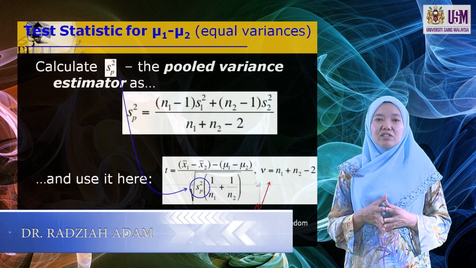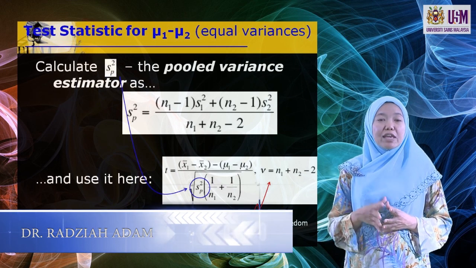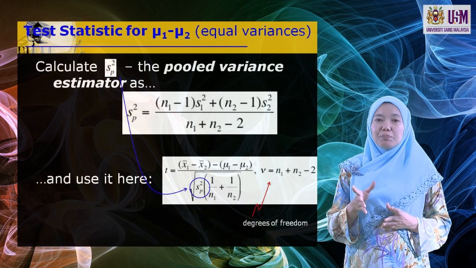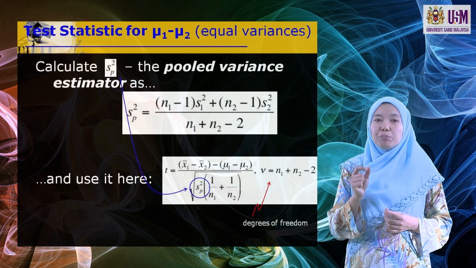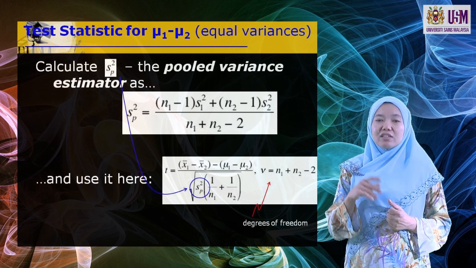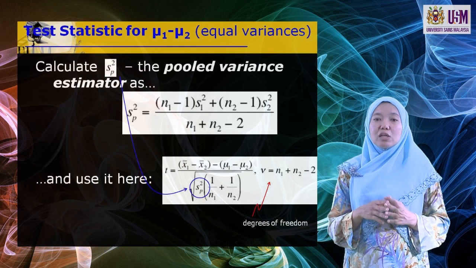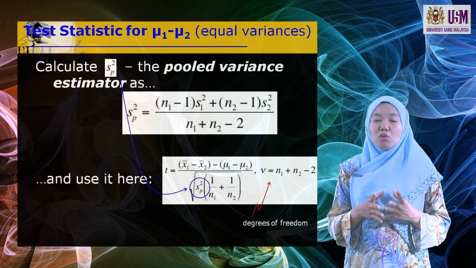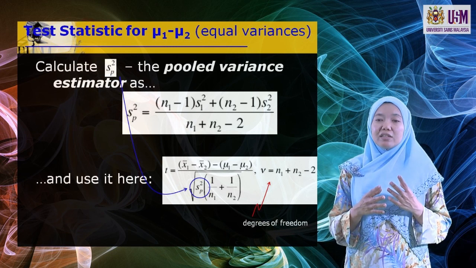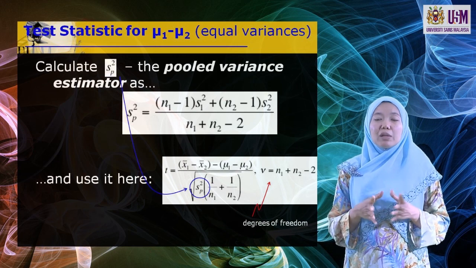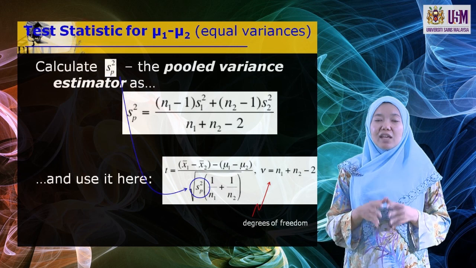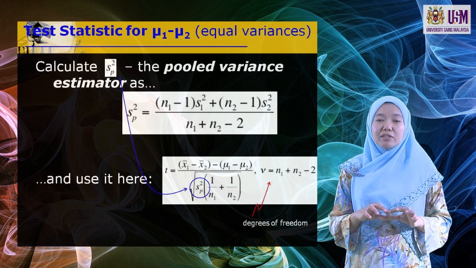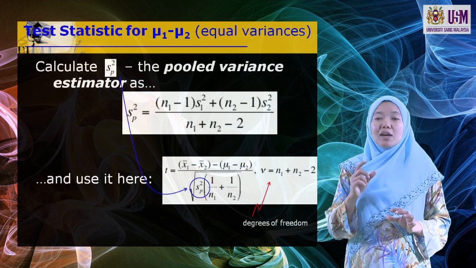So in this case, for the test statistic for mu 1 minus mu 2 in the case of equal variance, you need to calculate Sp squared. The small p there refers to the pooled variance estimator. The formula is given as Sp squared equals the first sample size minus 1 multiplied by the variance for sample 1, plus the second sample size minus 1 multiplied by the second variance, that is the numerator. And then you have the denominator, the first sample size plus the second sample size, minus 2.